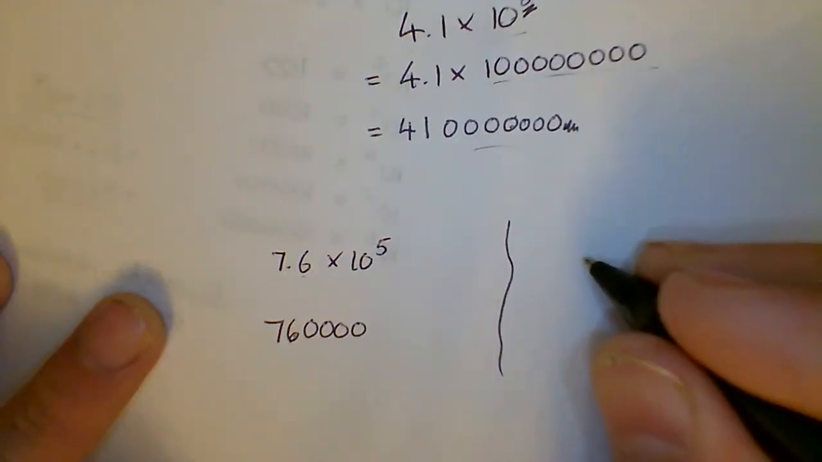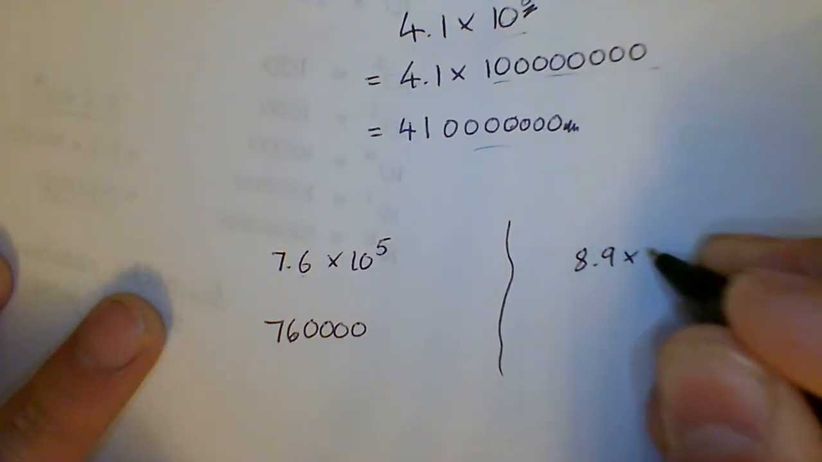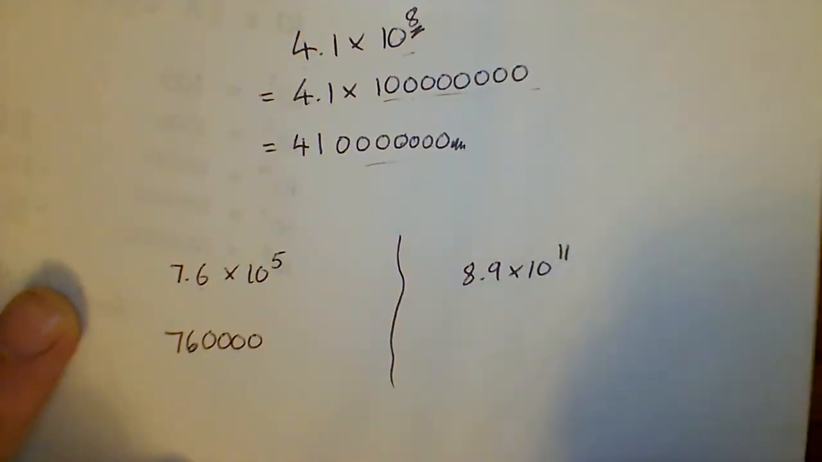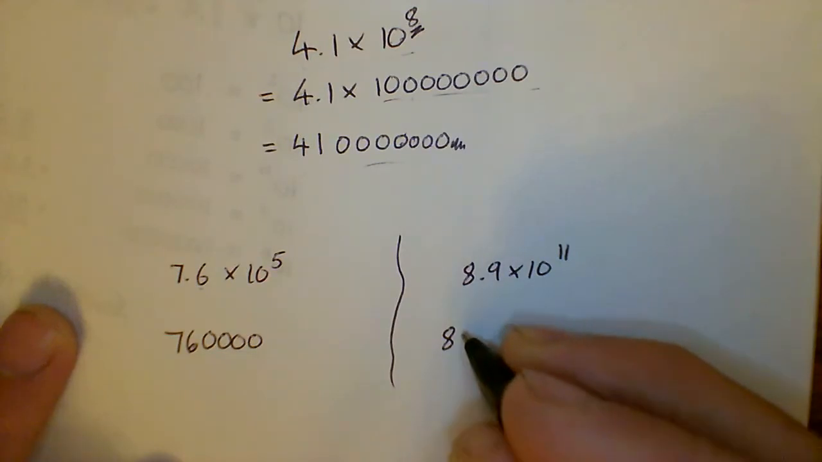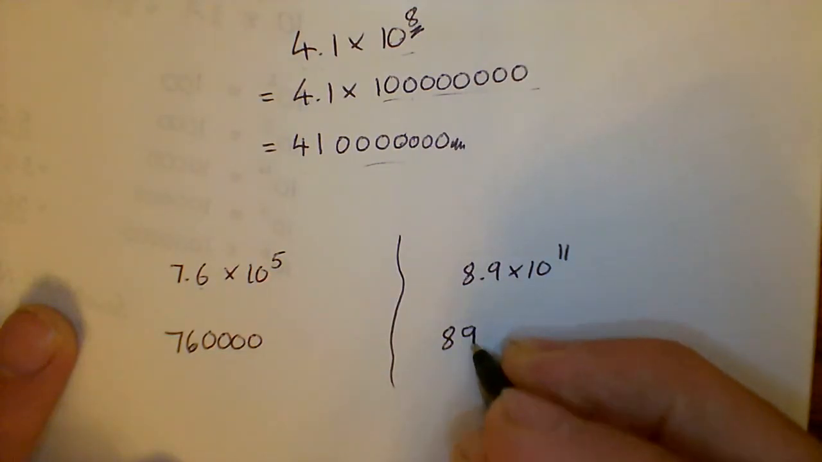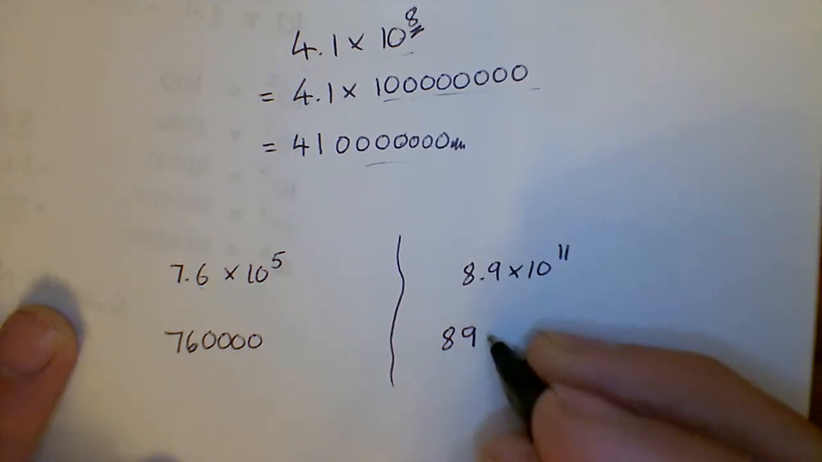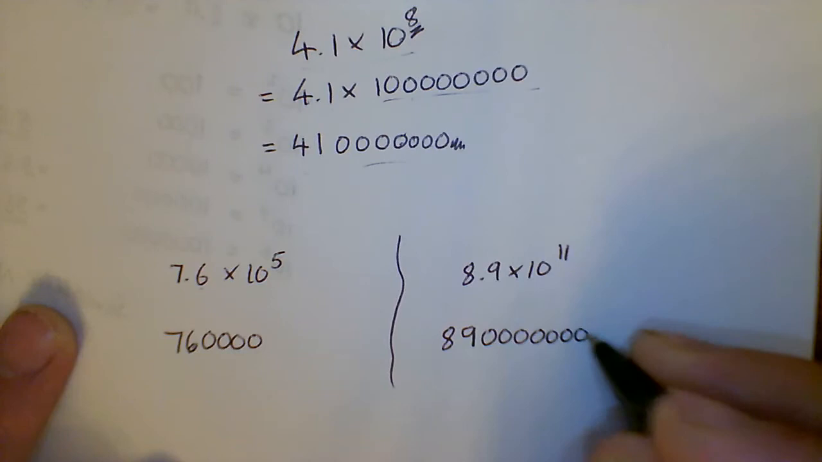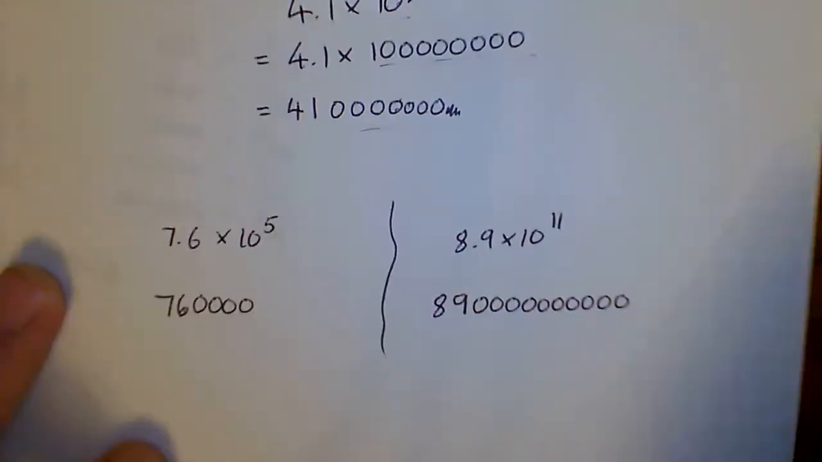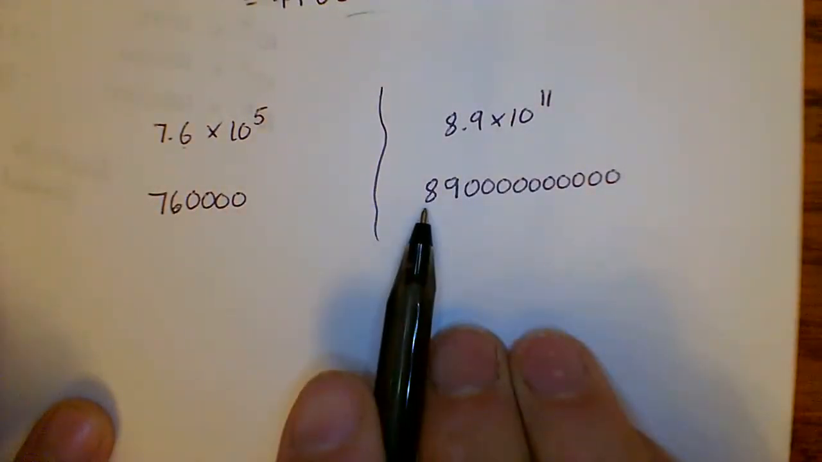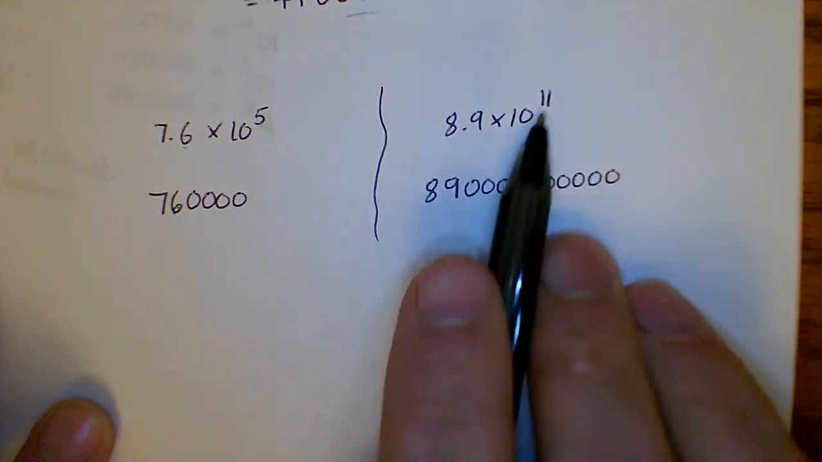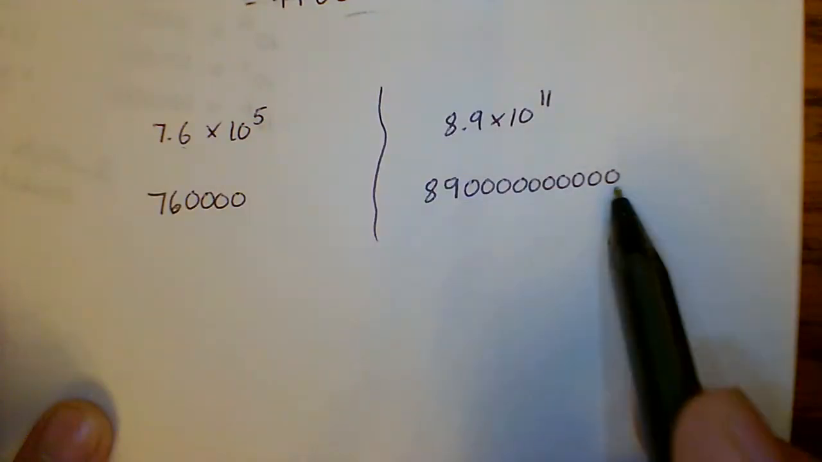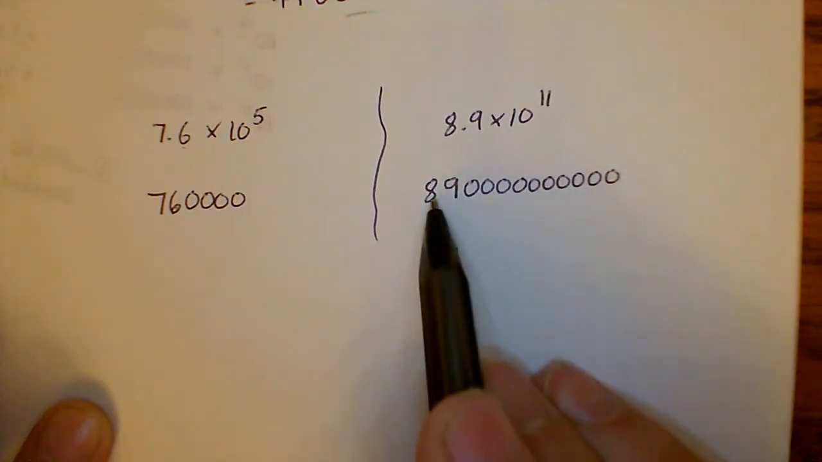I'll do another one. I could do 8.9 times 10 to the 11. So I've got my 8, and then I've got 11 things: the 9, and then 10 more things to put in, which will be zeros. 1, 2, 3, 4, 5, 6, 7, 8, 9, 10. So that number there is 8.9 times 10 to the 11 written out in full. There are 11 digits that come after the 8.